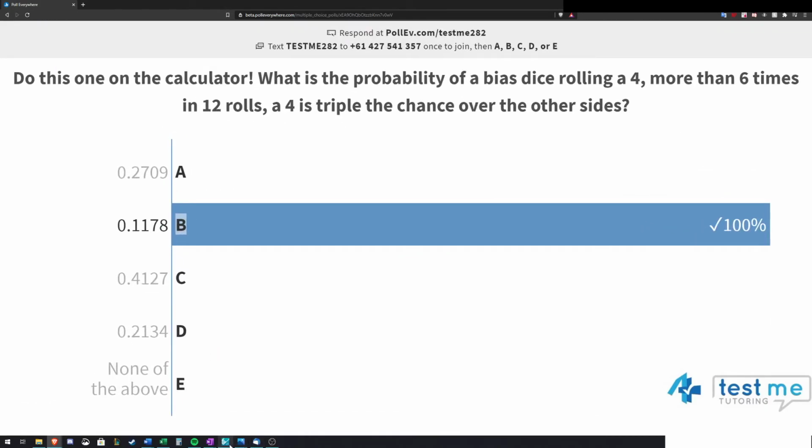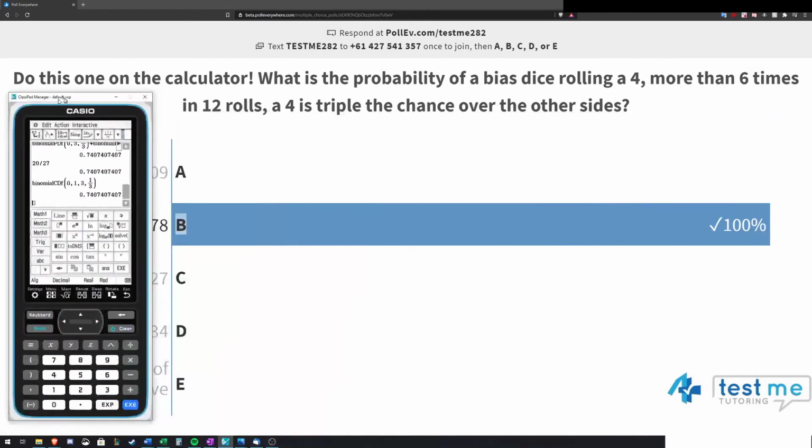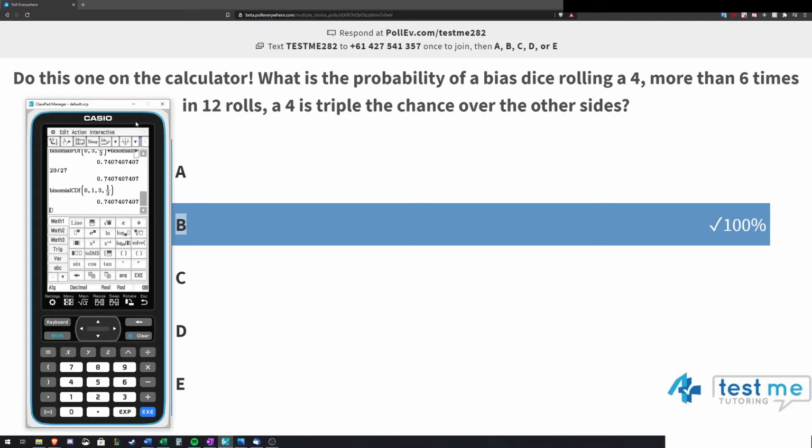So, how does this look on the calculator? Let's have a look. So, that's hidden. Alright, let's put it over here. So, what is the probability of a biased dice rolling 4 more than 6 times in 12 rolls?